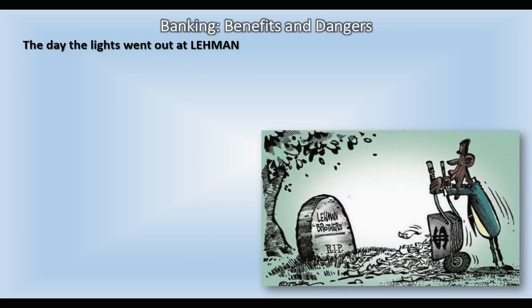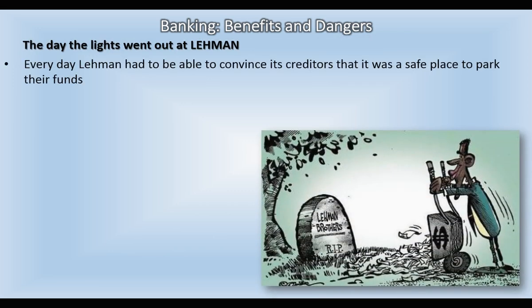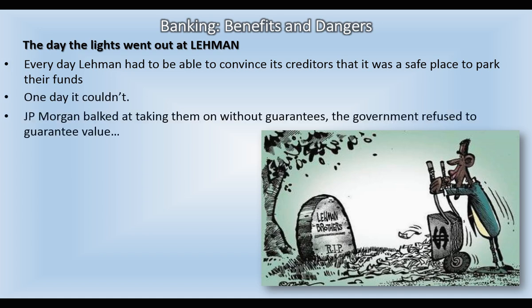So let's talk about the day the lights went out on Lehman Brothers. Every day Lehman had to be able to convince its creditors that it was a safe place to park their funds. One day it just couldn't. JP Morgan balked at taking them on without guarantees. The government refused to guarantee value. Then all hell broke loose.